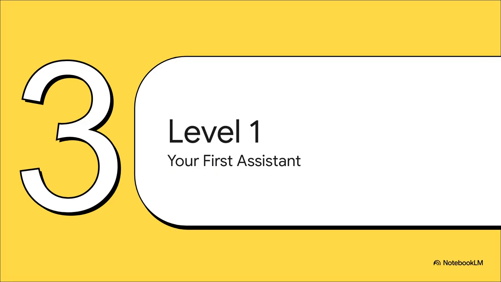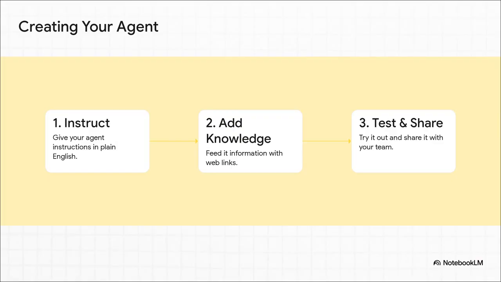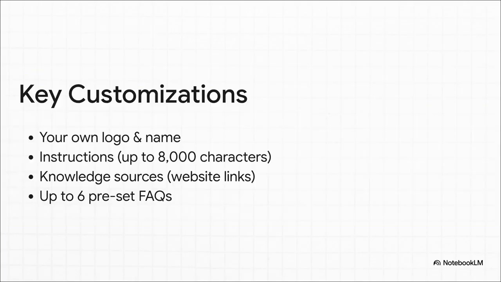All right, let's start with level 1. We're going to build a simple but incredibly useful question and answer assistant, and we're going to do it in just a couple of minutes. This is the perfect way to see just how powerful this platform really is. The whole process is just brilliantly simple. First, you give your agent some instructions, just using plain English. Second, you feed it knowledge by just pasting in links to websites or internal company pages. And third, you test it out and share it. That's literally it.